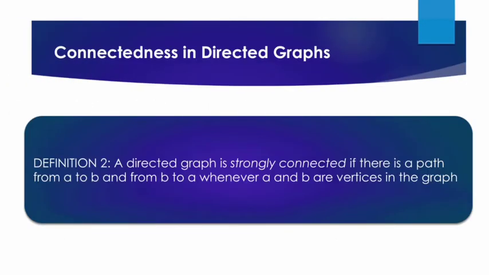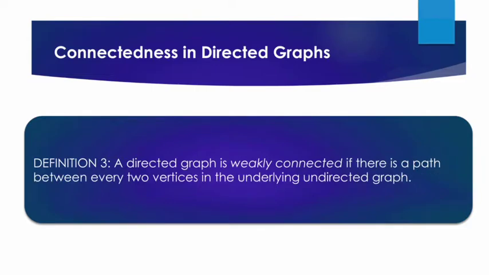There are two notions of connectedness in directed graphs, depending on whether the directions of the edges are considered. A directed graph is strongly connected if there is a path from A to B and from B to A whenever A and B are vertices in the graph. For a directed graph to be strongly connected, there must be a sequence of directed edges from any vertex in the graph to any other vertex. A directed graph can fail to be strongly connected but still be in one piece. Definition 3 makes this notion precise.